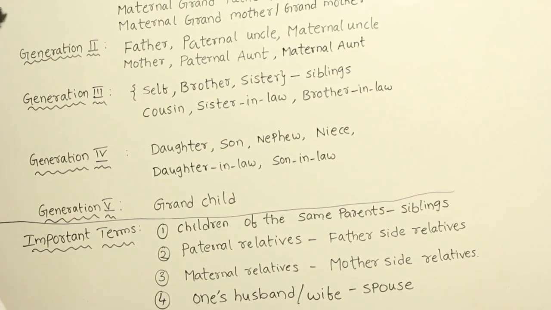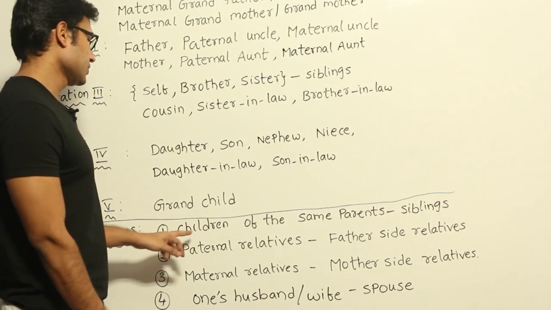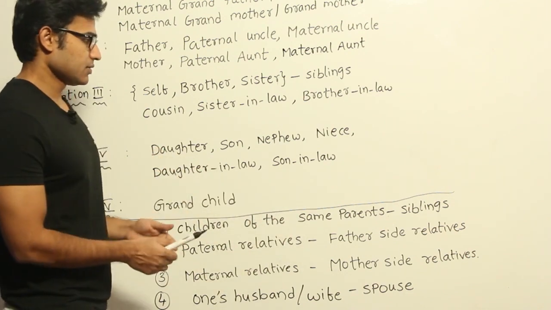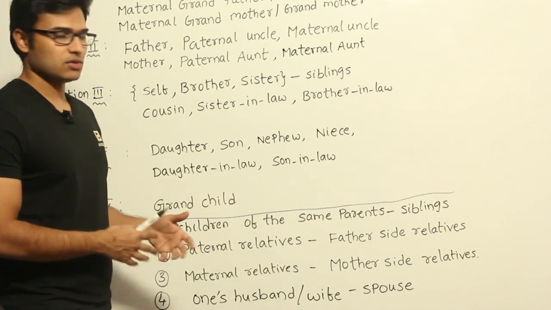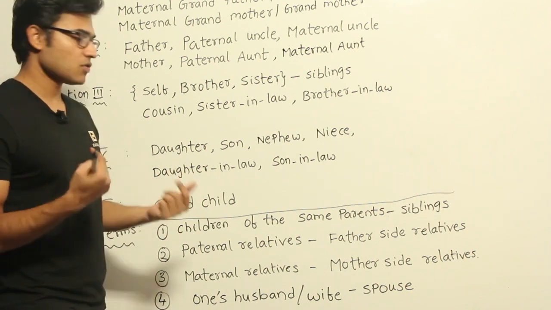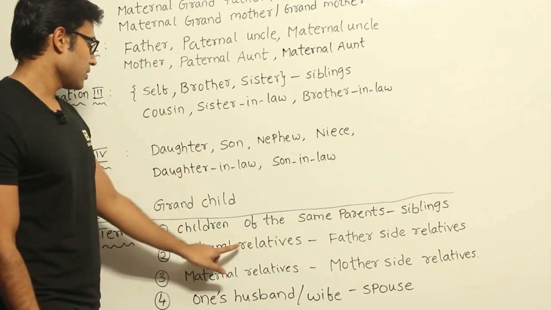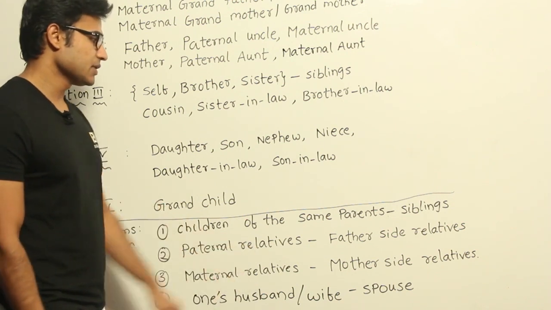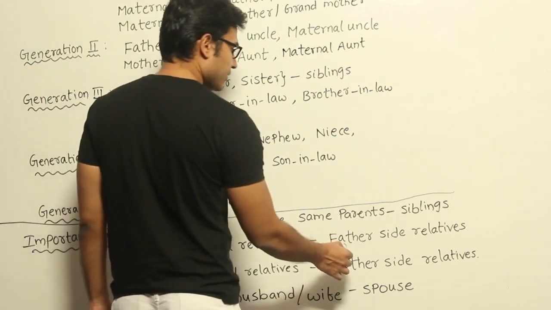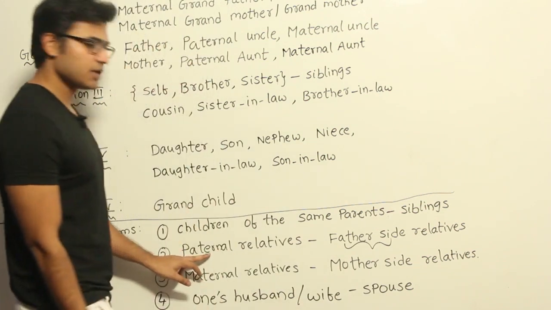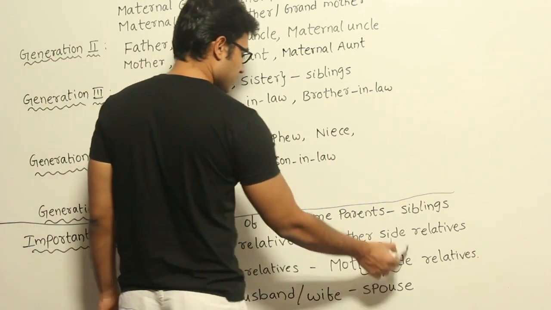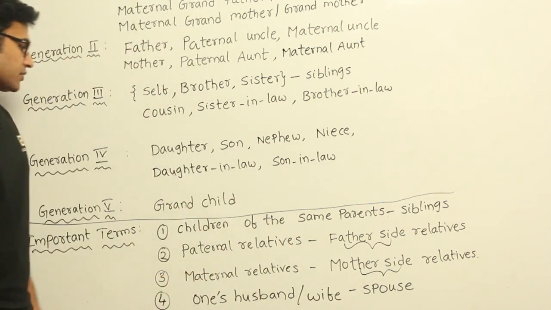Now let's see some important terms which are used while describing the relations. Children of the same parents are called siblings, which means all your brothers and sisters along with you, everyone is called a sibling. Now paternal relatives means if you are talking about your father's side relatives, then they are called paternal relatives. If you are talking about your mother's side relatives, then they are called maternal relatives.